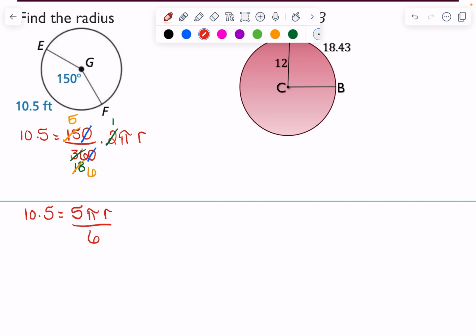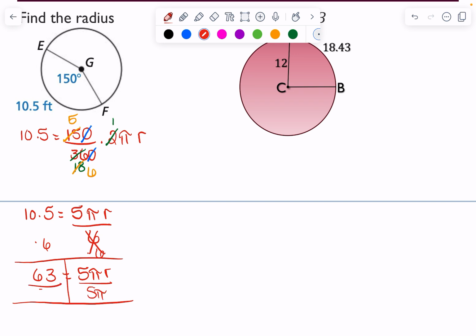So now I'm going to multiply both sides by 6. And that's going to get us 10.5 times the 6 gives us 63. And that equals 5 pi r. Now to find the radius, I'm going to divide that by 5 pi. And 5 doesn't go into 63 evenly. So my exact answer is going to be just that. So r equals 63 divided by 5 pi.